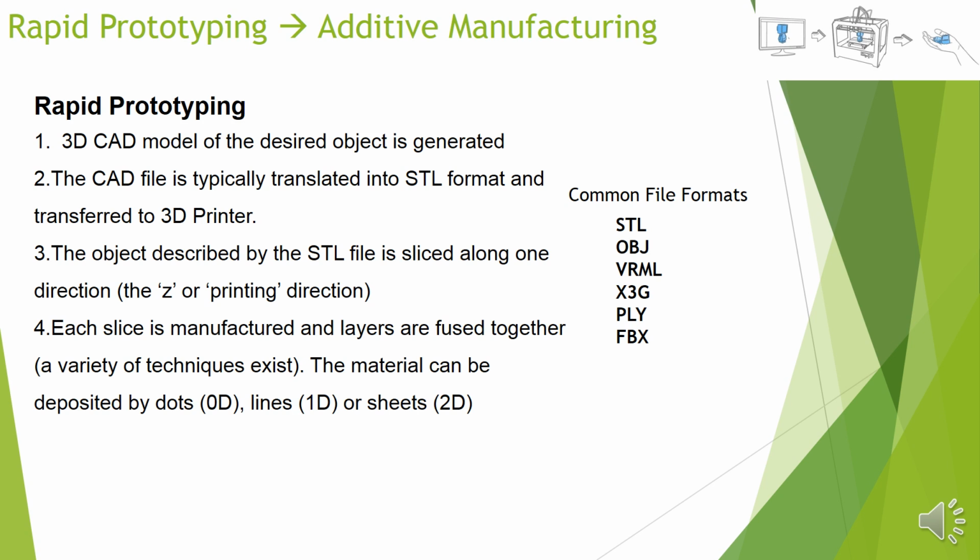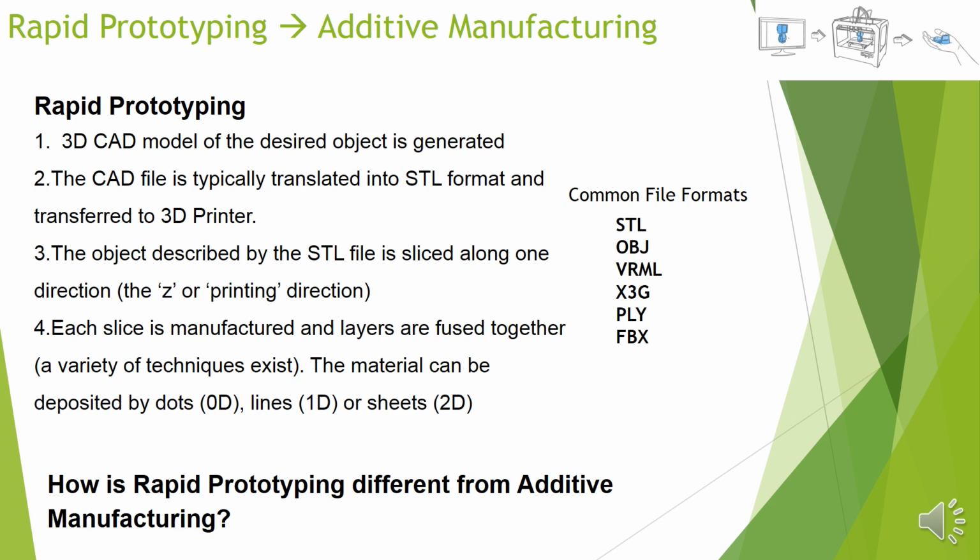The object described in the specific format, for example, an STL (stereolithography) file, is sliced along a single direction, like the Z or printing direction. Each slice is manufactured and deposited and fused together, and there are a number of technologies that exist to enable this fusion. The material can be deposited by dots, lines, or sheets.